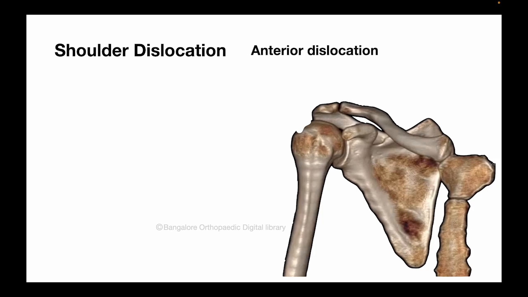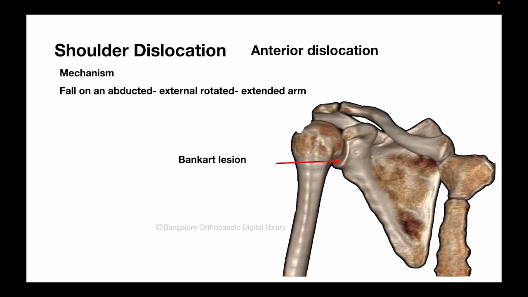The mechanism of anterior shoulder dislocation is a fall on an abducted and externally rotated arm. Bankart lesion, which is the avulsion of the glenoid labrum and damage to the adjacent bony rim, is a classical pathological finding of anterior dislocation. This may be associated with avulsion of the adjacent periosteal sleeve.